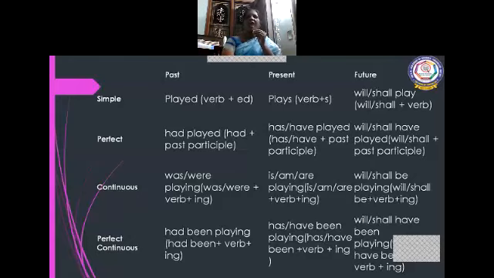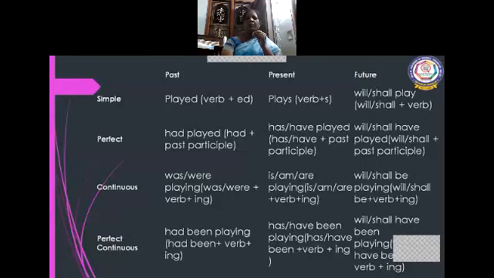Okay, perfect tense, had played, had plus past participle. Then present perfect, has or have played, has for third person singular. He has played, she has played, it has played, and I have played, you have played, they have played. Same way, I will have played, I shall have played, you will have played, we shall have played. So like that you'll be changing according to the tense. Okay. Continuous.